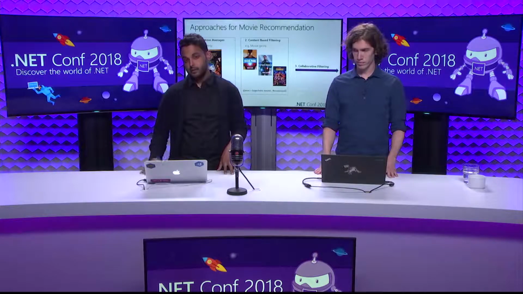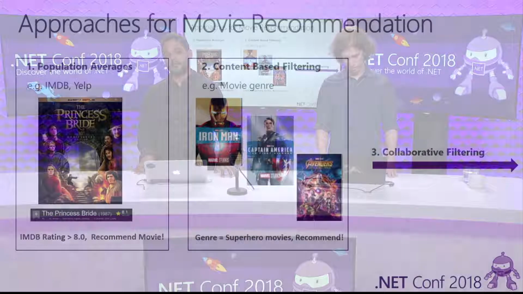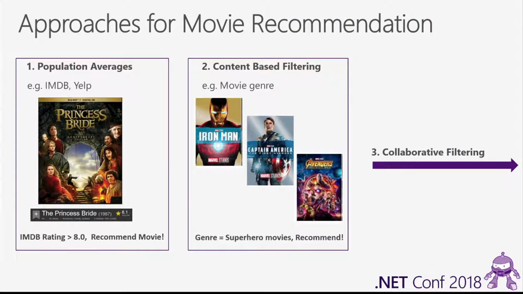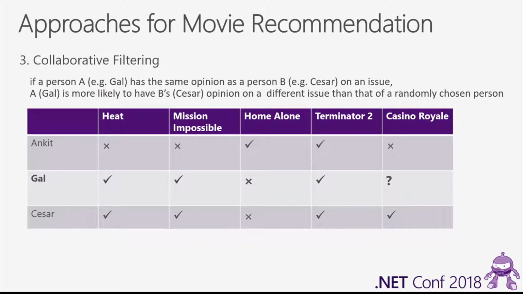The third approach that we're going to talk about in detail here is collaborative filtering. Collaborative filtering as a recommendation approach is becoming extremely popular, and is used behind a lot of the popular recommendation systems that you see. So let's learn a little bit more about this. What collaborative filtering essentially says is that if person A, let's say Gal, has the same opinion as person B, Cesar, for example, on a particular issue, it's likely that Gal is going to have a similar opinion as person B on a different issue than a randomly selected person.